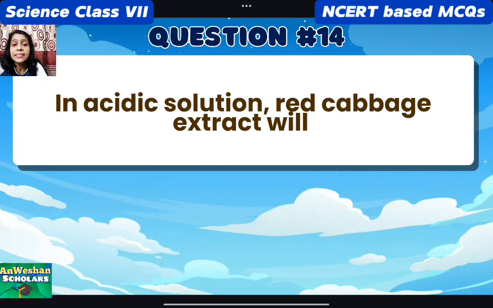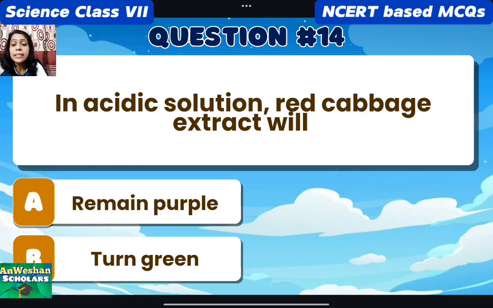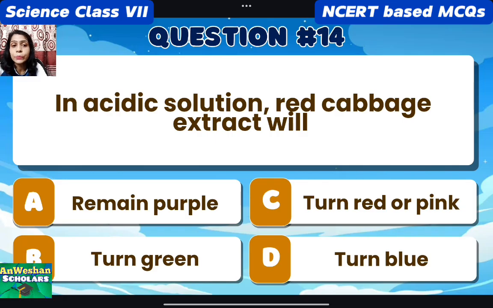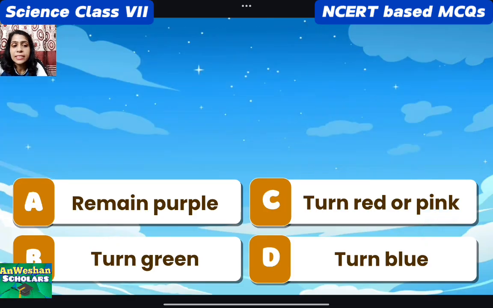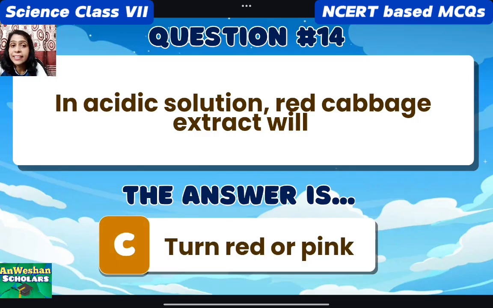Now question number 14. In acidic solution, red cabbage extract will, option A, remain purple. Option B, turn green. Option C, turn red or pink. Option D, turn blue. So in acidic solution, red cabbage extract will do what? Well, it will turn red or pink. So our option C is the correct answer.